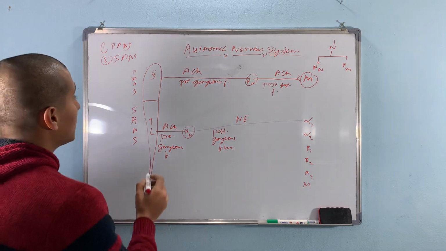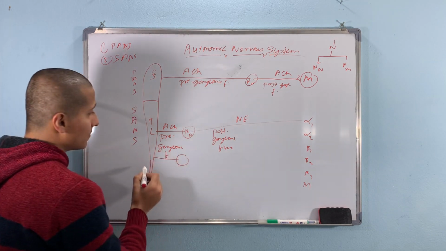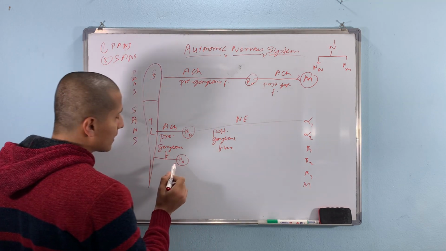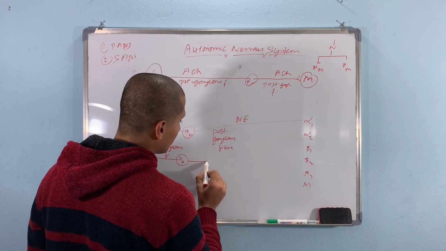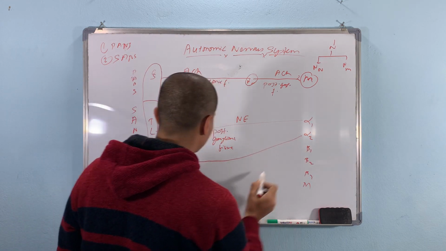Right, now again, suppose we have the next fiber coming out from the sympathetic nervous system, right? Here is your ganglion that has the N sub N receptor, and from the ganglion, the postganglionic fiber goes into the alpha 2.